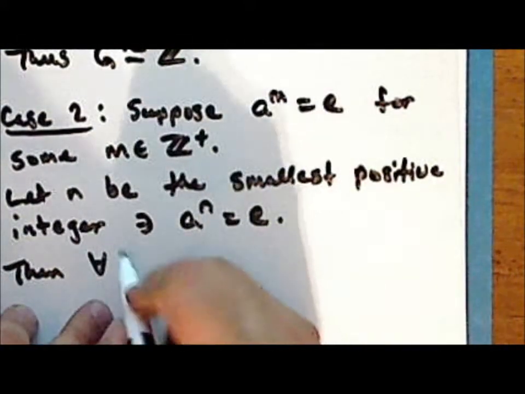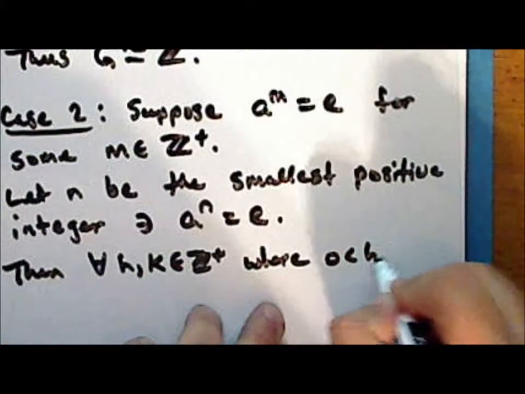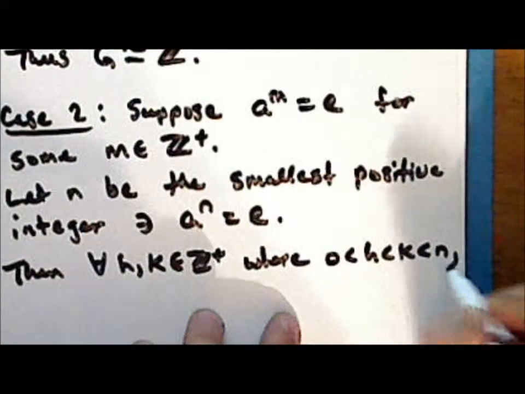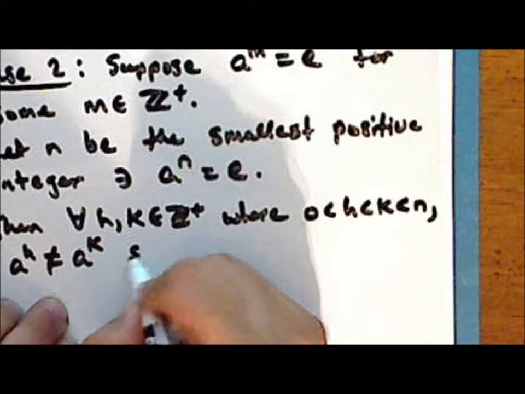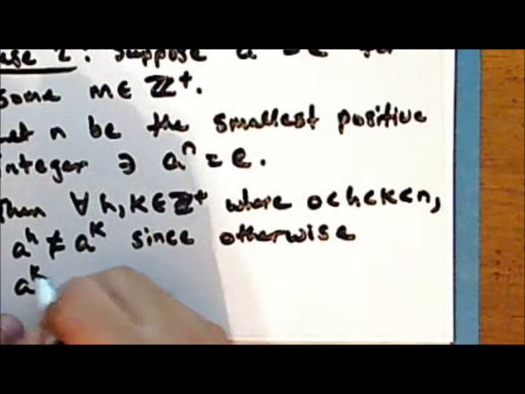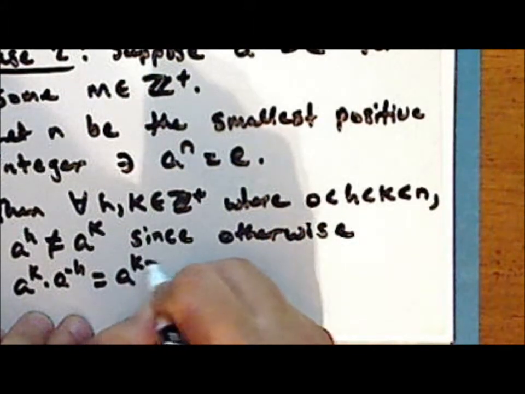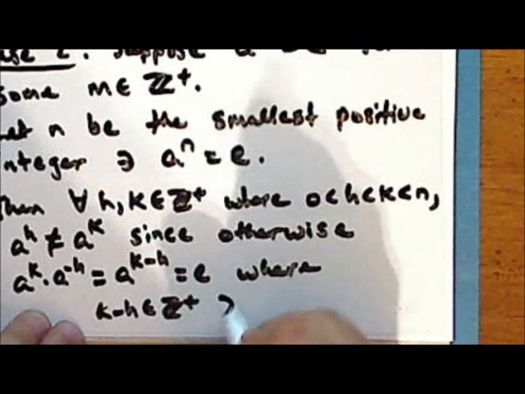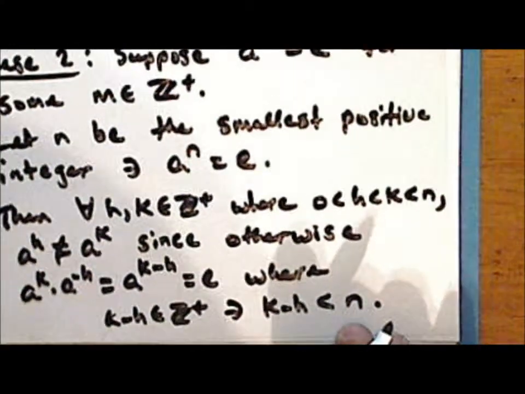Then, for every pair of distinct positive integers h and k, where we can assume that h is less than k, and h is of course larger than 0 since it is a positive integer, and k is less than n, we have that a to the power of h is not equal to a to the power of k, since otherwise we have that a to the power of k times a to the negative h, which is the inverse of a to the power of h, and this is a to the power of k minus h, is the identity, where k minus h is a positive integer such that k minus h is less than n, and this contradicts the fact that n is the smallest positive integer such that a to the power of n is the identity.